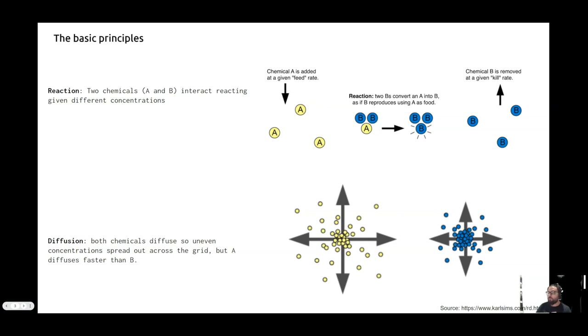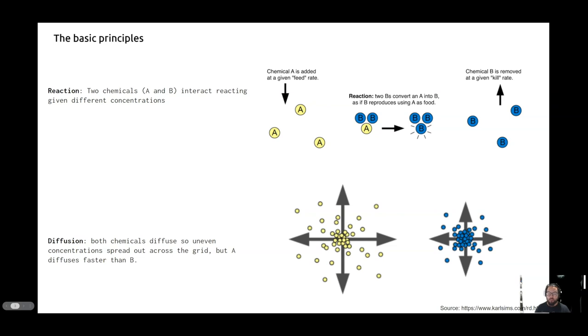As if B reproduces using A as food, right? So in the presence of two molecules of B next to an A, A will be the food for B to reproduce. Also the chemical B is removed at a given kill rate. So this simulation understands this as some sort of equilibrium or balance between these two chemicals reacting.